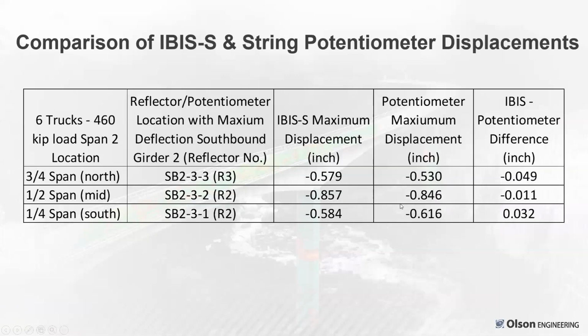So this table compares the results of the maximum displacements measured by the IBIS-S for loadings at the 3/4 span, the north end, the half span or midspan, the center, and the 1/4 span at the south. So the maximum displacements measured by the IBIS are shown versus the potentiometer maximum displacements. They agreed very well, within from 0.01 inches to 0.05 inches, with the potentiometer measurements.